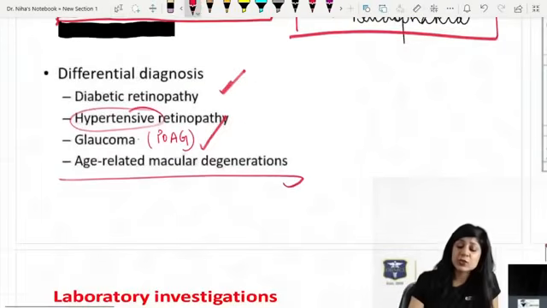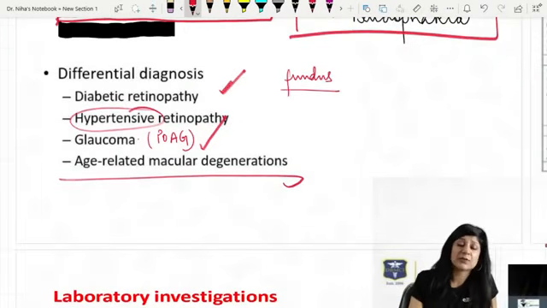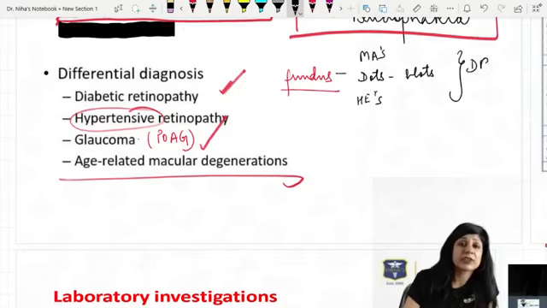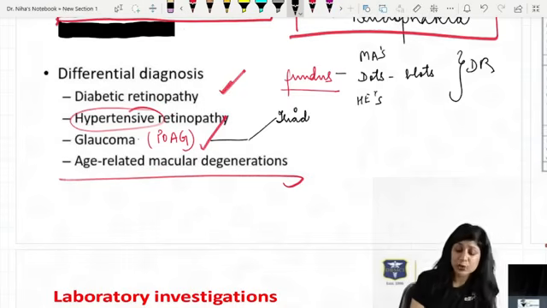So this you can actually rule out on the fundus examination. We had done the fundus examination. So if I am doing the fundus examination, I am getting the microaneurysms, then I am getting dots and blots, then I am getting the hard exudates, then basically you are thinking about diabetic retinopathy. In open angle glaucoma I should get the triad. Then you will think about the primary open angle glaucoma.